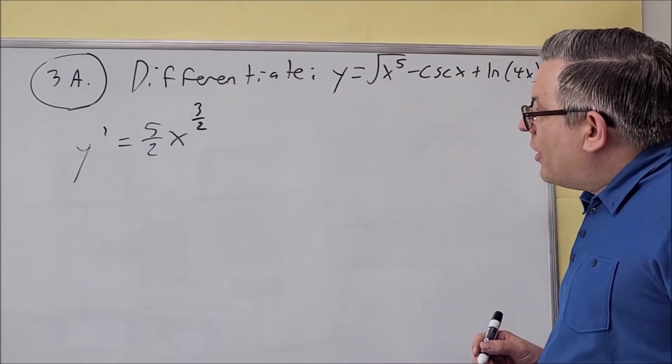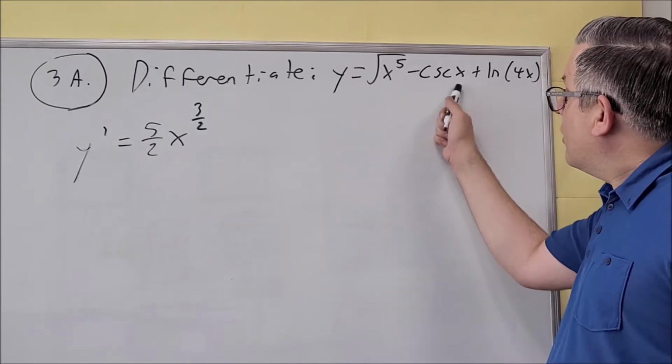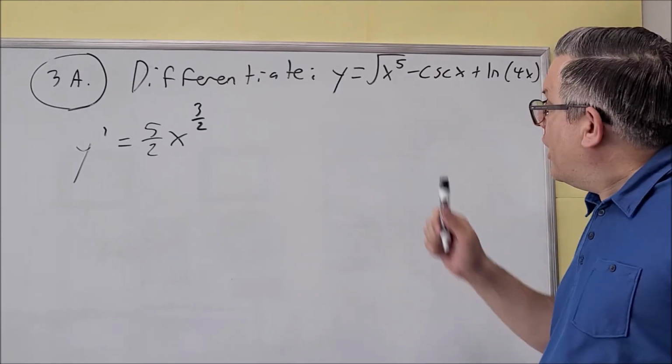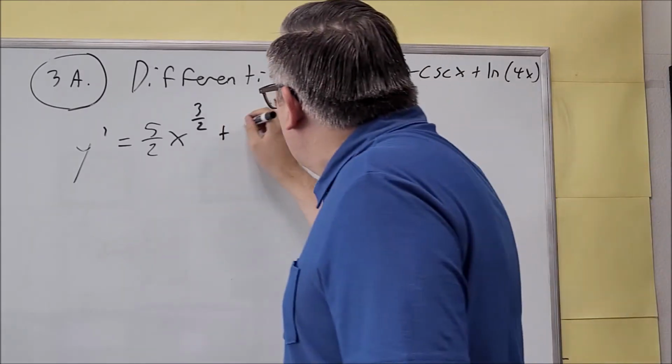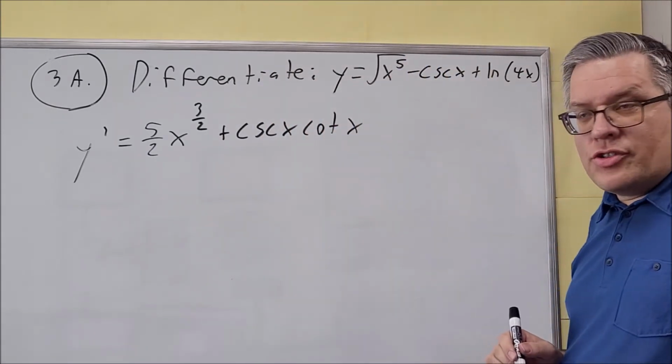Now next thing that we're going to do is do the cosecant. Now cosecant, the derivative of cosecant is negative cosecant cotangent, so because there's a minus sign there, it's going to turn into a plus. So we're going to do plus cosecant cotangent.